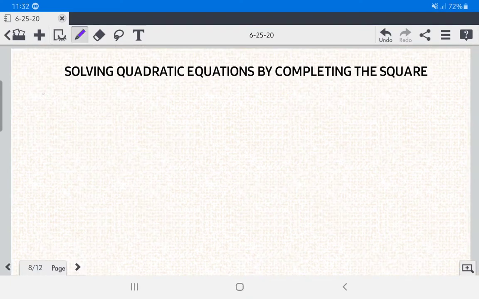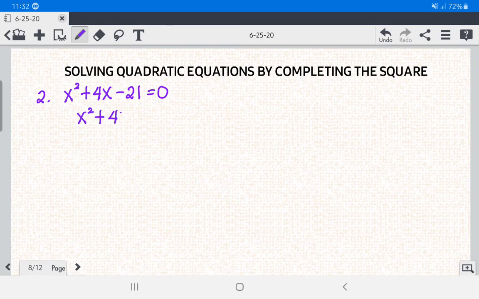Number 2, let's say we have x squared plus 4x minus 21 equals 0. So here, our first step is we have to make the left side free from the constant term. So we have x squared plus 4x. You add 21 on both sides of the equation, so equals 21.